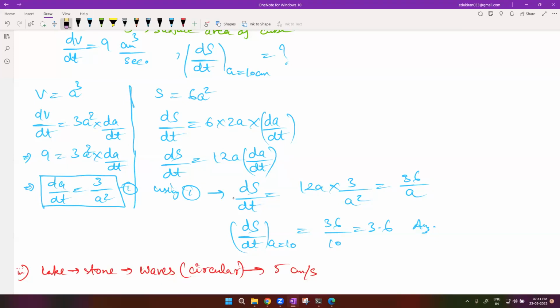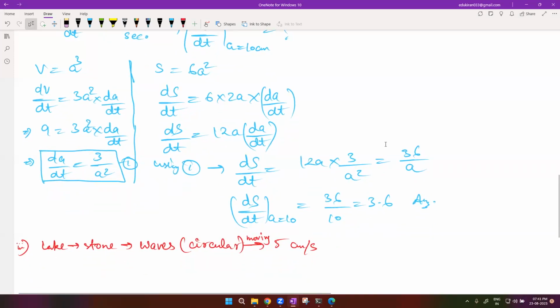Now, can you identify what is given to us in this case? This is 5 centimeter per second. Take the help of units as well. So the unit is dr by dt, where r is the radius. So the radius is increasing at the rate of 5 centimeter per second.